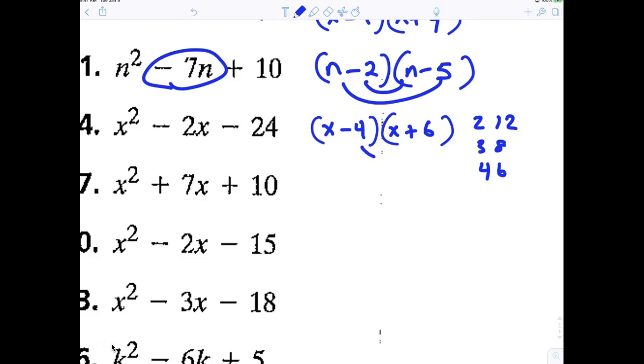Smiley face. How much is this? And this is? So if I did -4 plus 6, what would that be? And we want it to be... So that means what? There you go. That's all. If you get it backwards, you just have to change the signs.